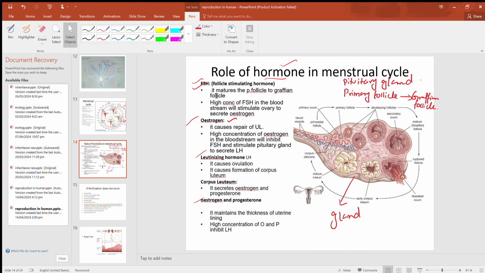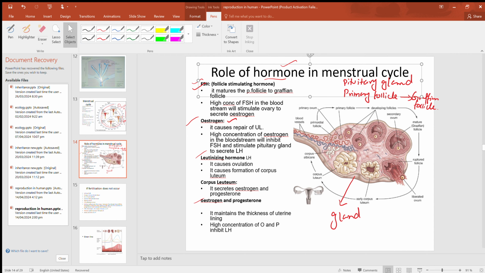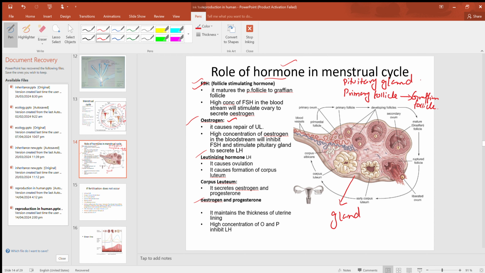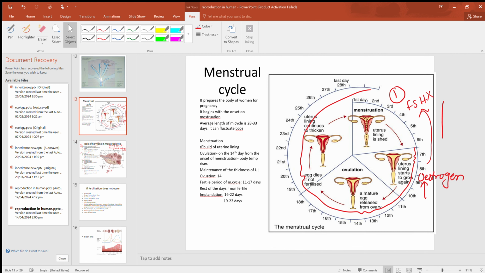So what was the first hormone? FSH, which is follicle stimulating hormone. And what was the role of that follicle stimulating hormone? To mature the primary follicle to the Graafian follicle. And a high concentration of FSH in the bloodstream will stimulate the ovary to secrete what? Estrogen. And what is the function of estrogen?